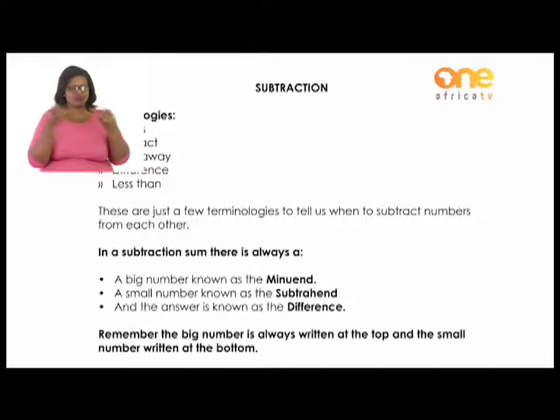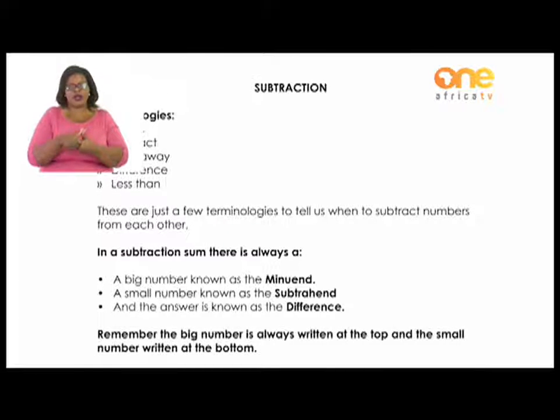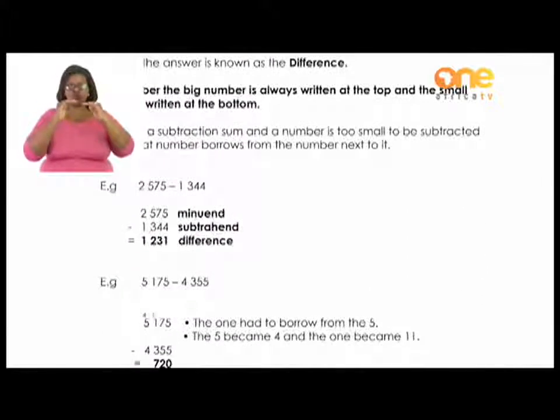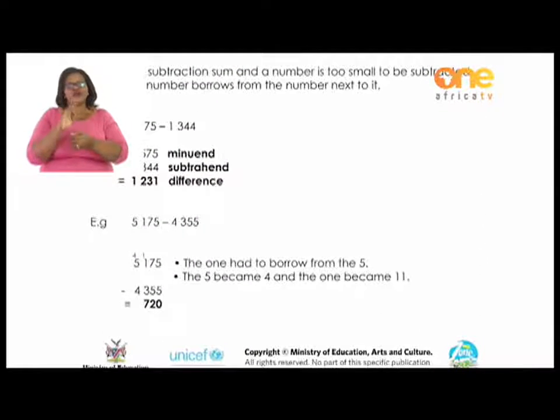Now let's start. In a subtraction sum, there is always a big number known as the minuend, a small number known as the subtrahend, and the answer is known as the difference. Please remember these three names: the big number, the small number, and what we call the answer of a subtraction sum. When it comes to a subtraction sum, there is one basic rule. Remember, the big number is always written at the top, and the small number is always written at the bottom.